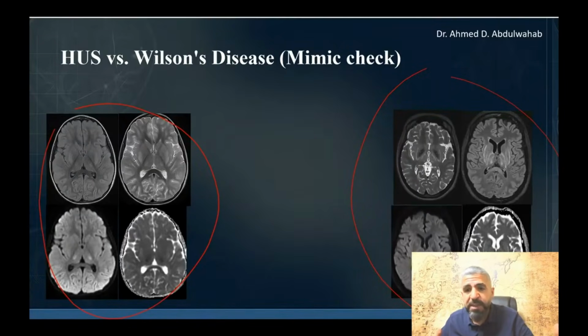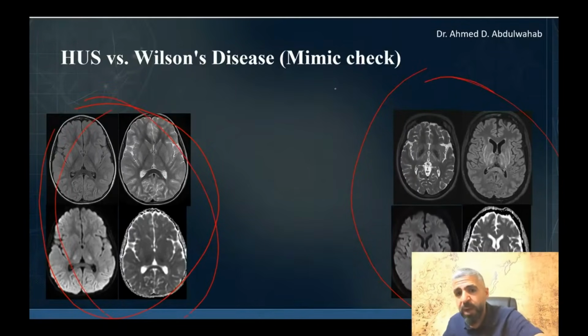In hemolytic uremic syndrome, the bloody diarrhea is there and the ADC is black, meaning true diffusion restriction. This tells you this is acute Shiga toxin, while in Wilson disease, it's chronic copper deposition. So, history and acuity are the key differentiators.